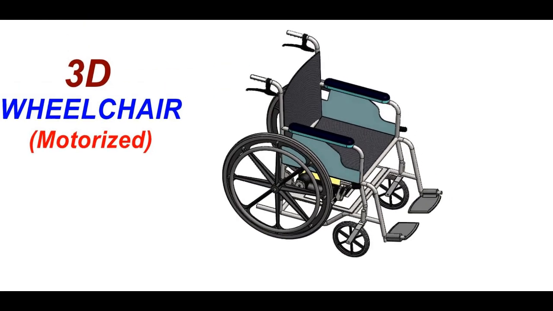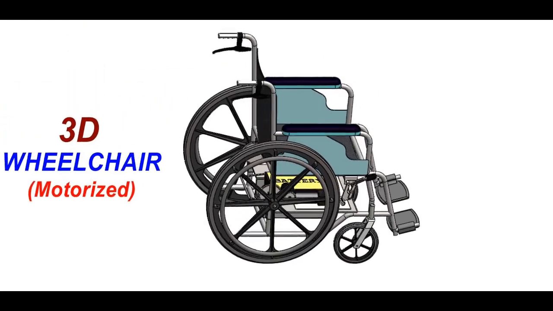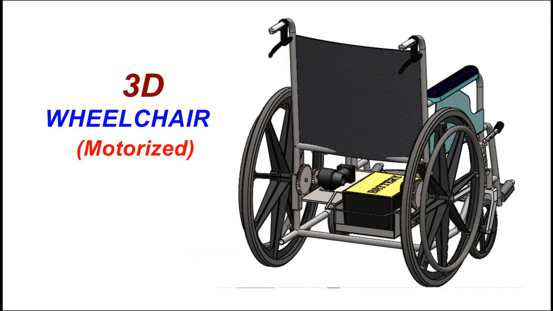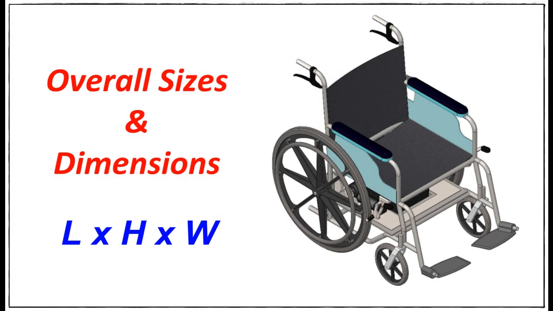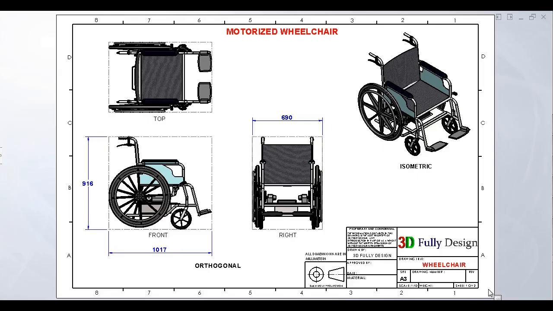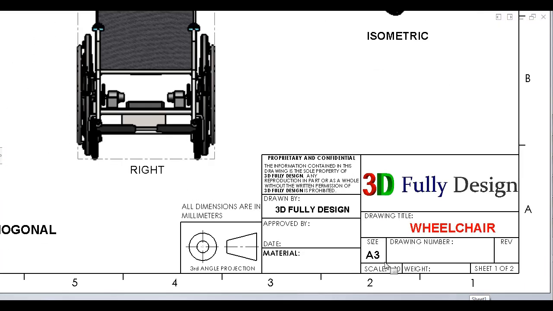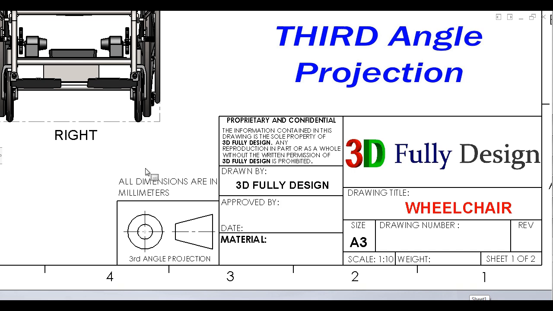First and foremost, let's open and view the assembly of the 3D wheelchair. This is a motorized 3D wheelchair. Let's look at its overall sizes and dimensions, that is length, height, width. Here you could see the detailing of this 3D wheelchair assembly. All dimensions are in millimeters and third angle projection has been used.